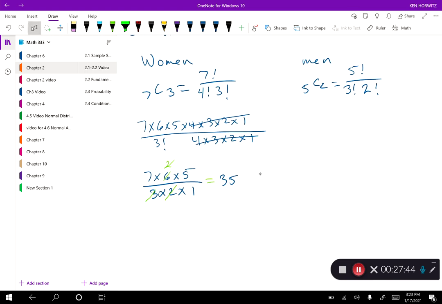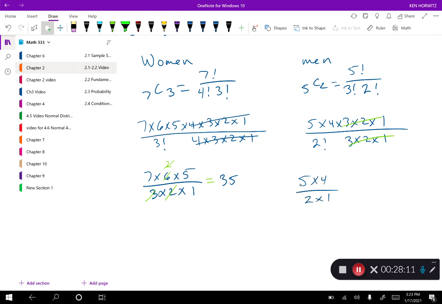All right, so for the second one, I have 5 times 4 times 3 times 2 times 1 over 3 times 2 times 1 times 2 factorial. Now, I'm just canceling those. So I'm left with 5 times 4 over 2 times 1. And I'm going to use the same green so the 2 can go away with the 4 goes 2. And I'm left here with 10 possible ways to choose the men.